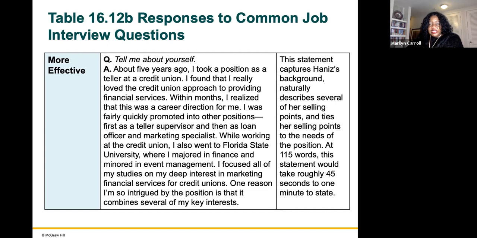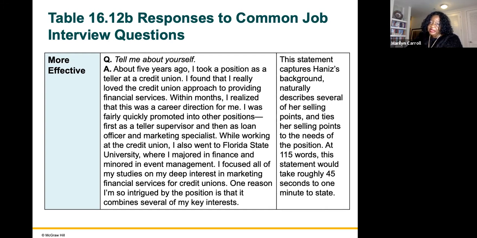I was fairly quickly promoted into other positions, first as a teller supervisor, and then as a loan officer and marketing specialist. While working at the credit union, I also went to Florida State University, where I majored in finance and minored in event management. I focused all of my studies on my deep interest in marketing financial services for credit unions. One reason I'm so intrigued by the position is that it combines several of my key interests.